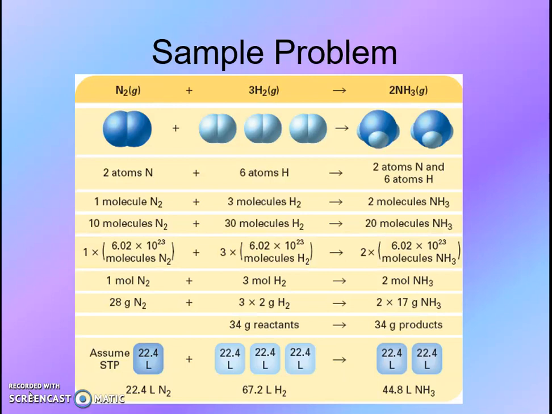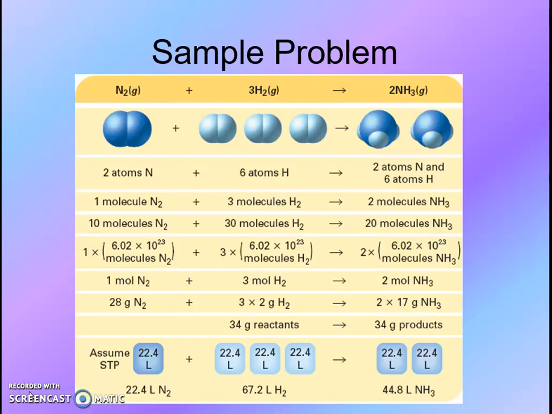So that 1 molecule, now we're going to multiply by 10, so we have 10 molecules of nitrogen. The 3 by 10 again gets us 30 molecules of hydrogen, and the 2 multiplied by 10 is 20 molecules of ammonia. So those proportions remain the same. I just now have 10 times the amount of reactant and 10 times the amount of product coming out.